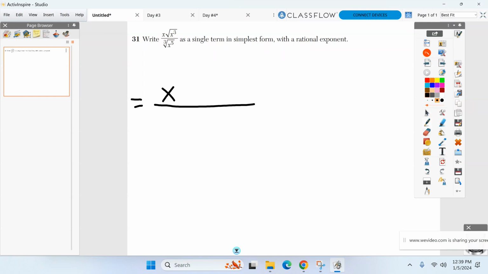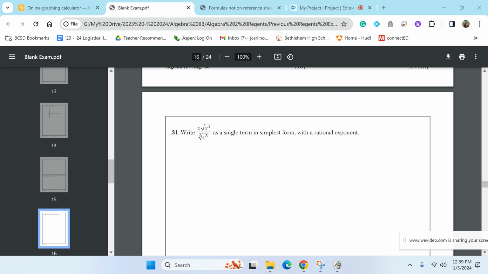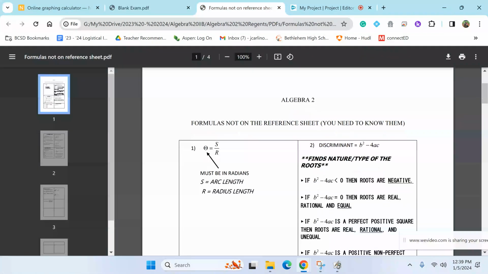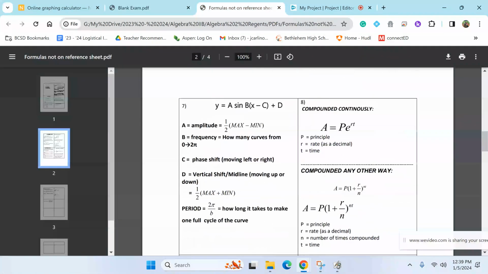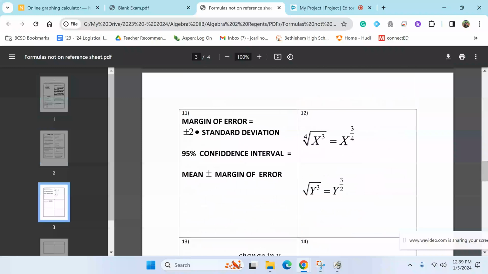Okay. We're asking this to write in simplest form with rational exponents. So I want to turn radicals into exponents. This is a skill, is a must. You have to be able to turn a radical into an exponent and vice versa. And if you take a look on that sheet I asked you to get out, your formula sheet, I did put it on there. It is number 12.